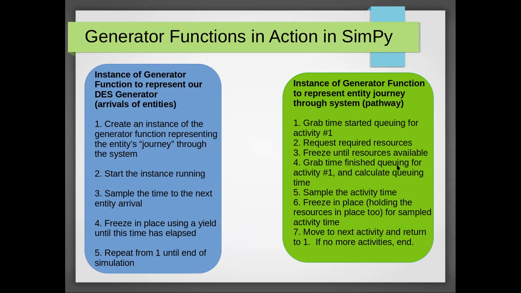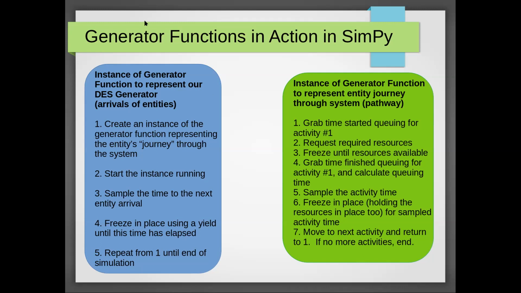It'll grab the time that the patient finished queuing for this activity, so it can calculate the queuing time. It'll then sample the activity time from a distribution, so how long the patient is going to spend in this activity. It will then freeze in place again, holding the resources that it needs with it too, for however long it's sampled. And then once it's unfrozen, that activity is finished, it'll move to the next activity and go back and do all this again. I appreciate this probably sounds a bit complex. I'm going to keep showing you how this works in practice, and you will get the hang of this.